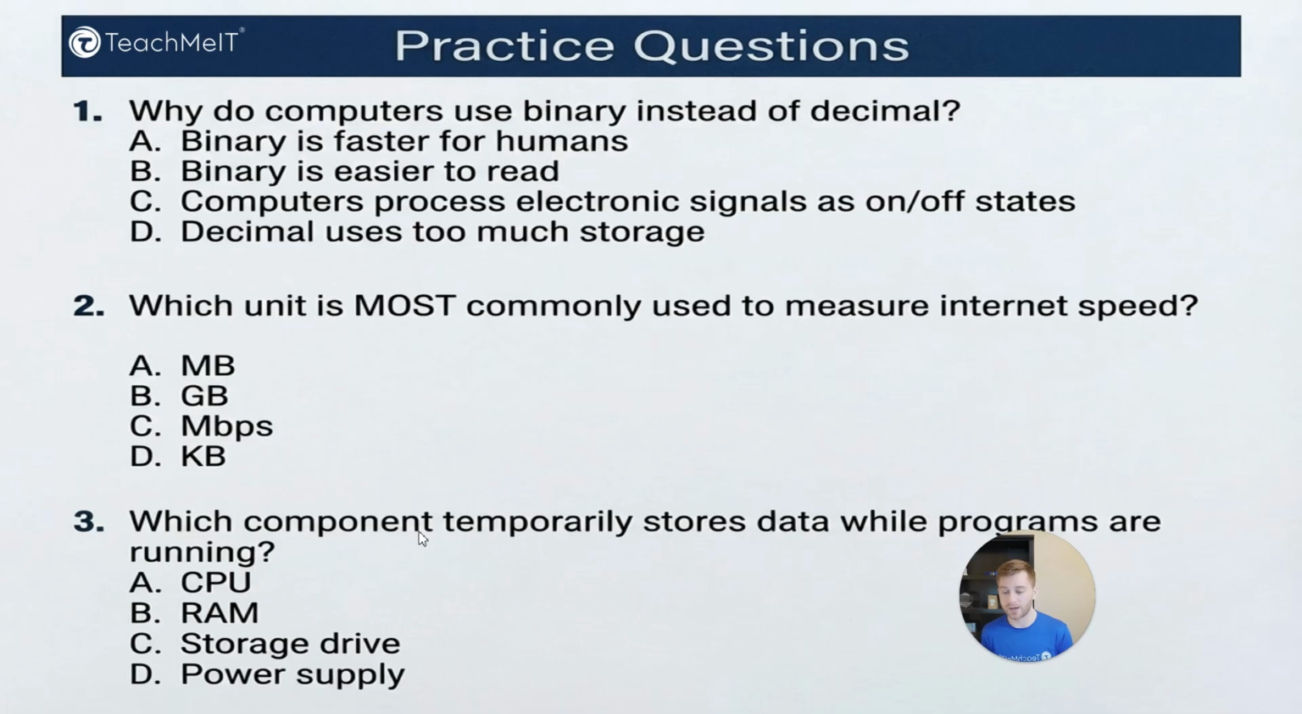Next up, our last question is: which component temporarily stores data while programs are running and while the computer is on? That is B, RAM. Remember, our storage drives, like our solid state drives, hard drives, flash drives, SD cards, those store data in the long term. They're not temporary. Our RAM stores data temporarily. So if you ever see a question that says what temporarily stores data, that's RAM. If it's long-term data storage, even after the computer is powered off and on, that's our storage drive, hard drives, solid state drives, things like that.